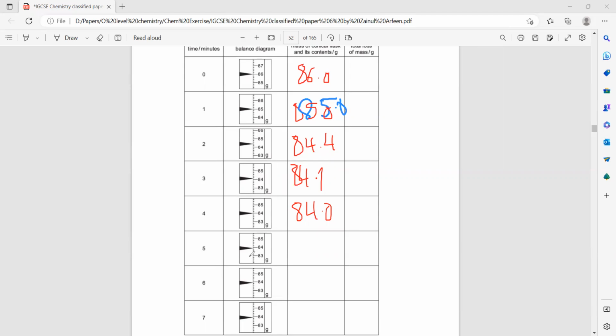Next, it's below 84. It cannot be 84. This is 83.9. It is below 84, like 1 point below. Each point is representing 0.1. So this is 83.9. This is also 83.9 and 83.9.